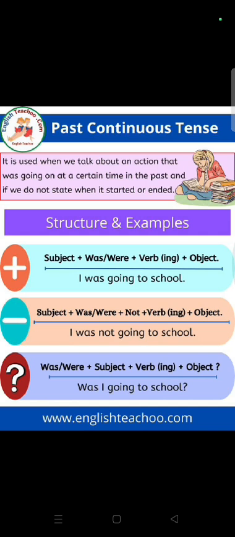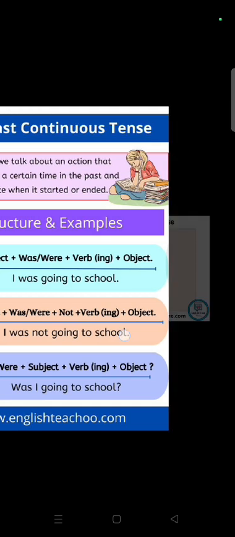For example, I was going to school. In the negative sentences, the rule is subject plus was plus not plus verb plus ing plus object. For example, I was not going to school. In the interrogative sentences, the rule is was in the start plus subject plus verb plus ing plus object with the question mark at the end. For example, was I going to school?